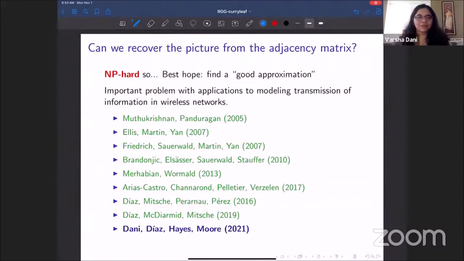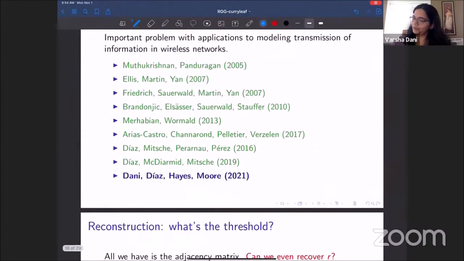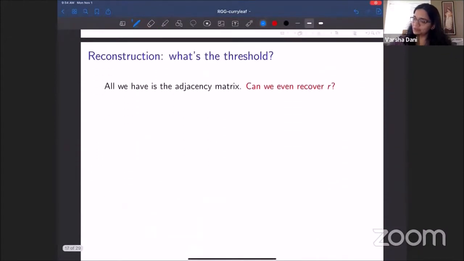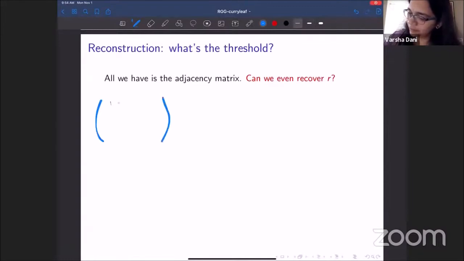And as you see, there's a long list of papers there. Lots of people have worked on it, and most recently, me and my co-authors. Okay, so taking my practical hat off, let's go back to the question. So how do we reconstruct? All we've got is this adjacency matrix of some ones and zeros.